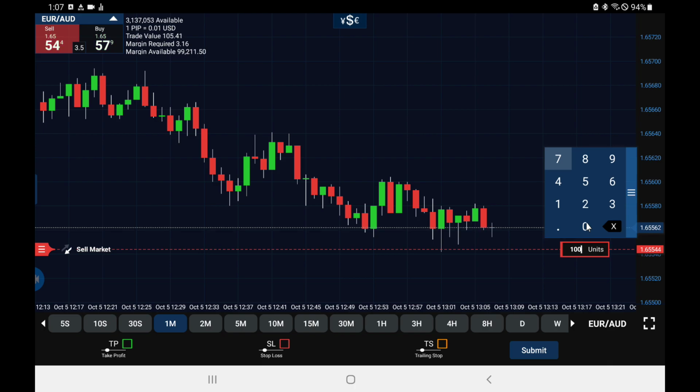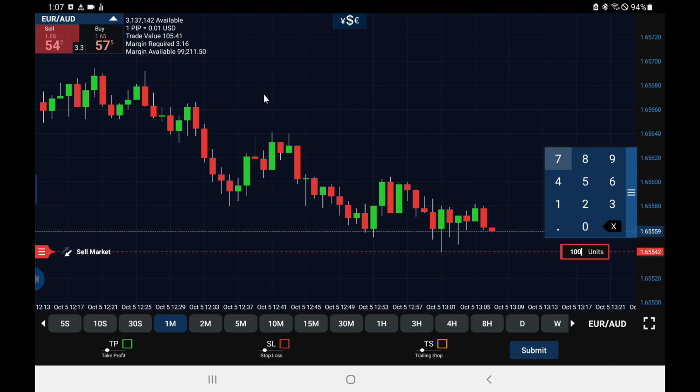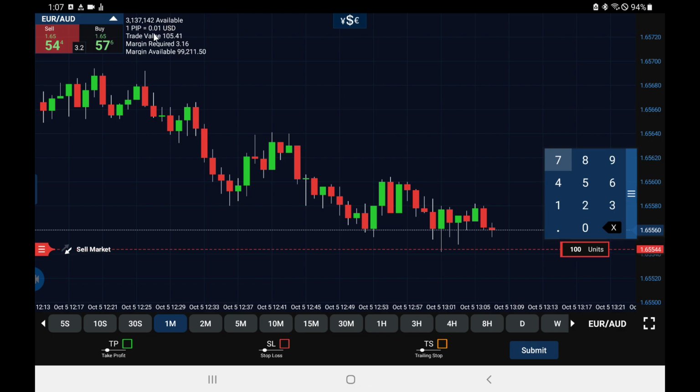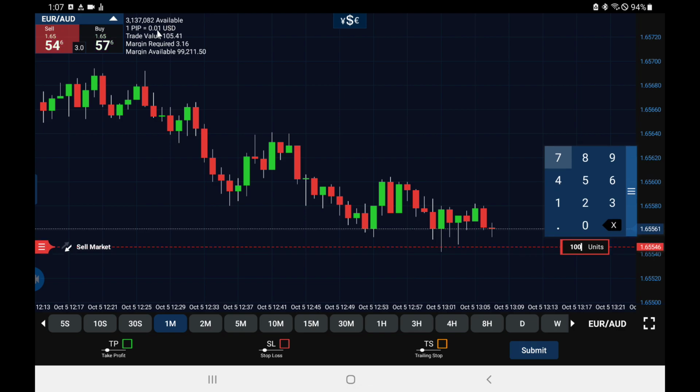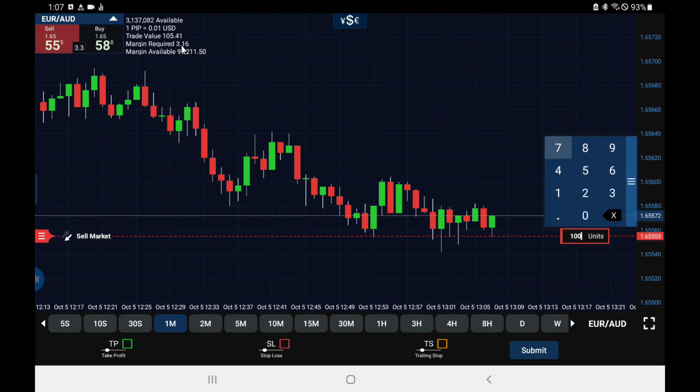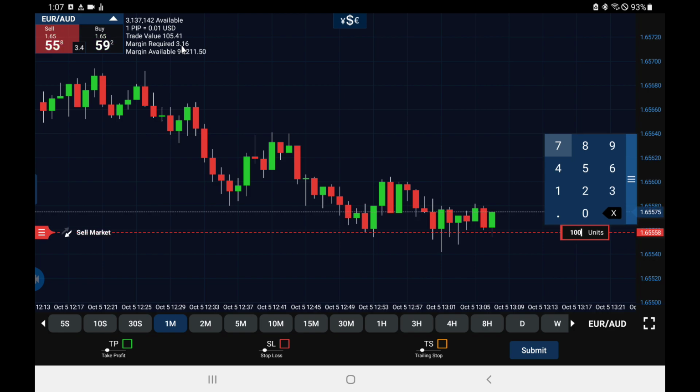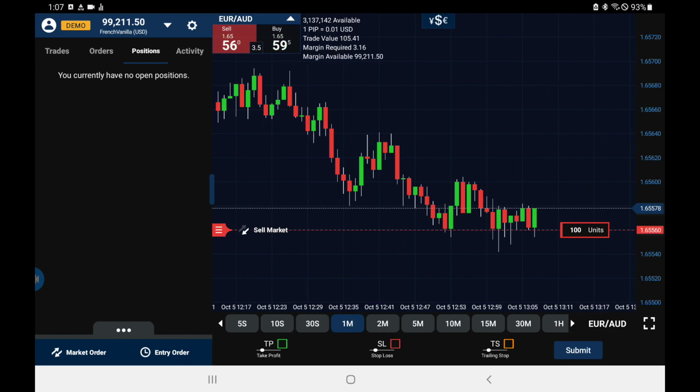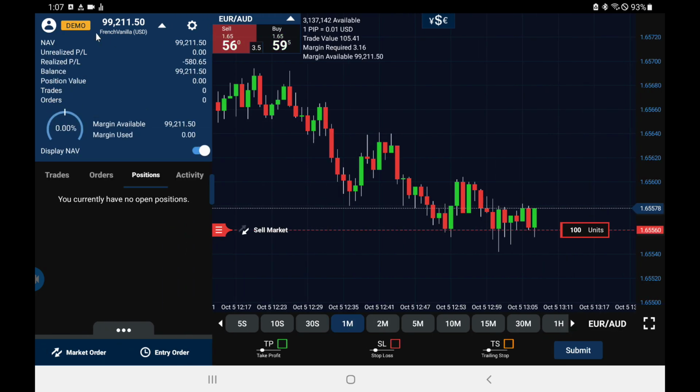So we have 100 units. And that tells us now that 1 pip is worth 1 penny. It tells us that our account will need to use $3.16 of margin. Now this is important because if you go here and click on this part here, this is your margin used.